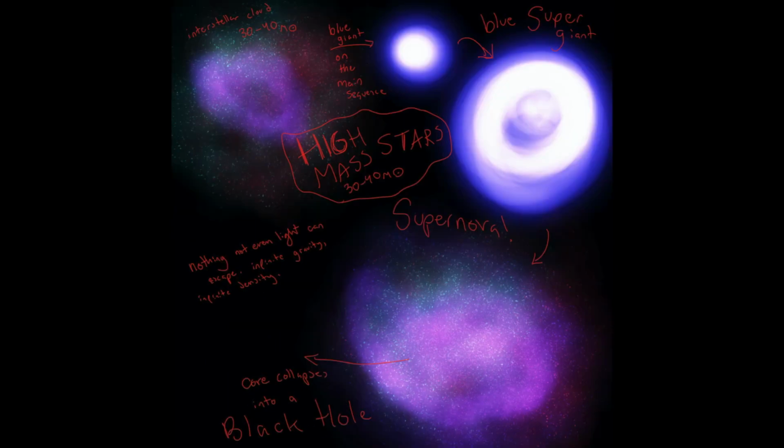High mass stars, 30 to 40 solar masses. You have the interstellar cloud. This will generally turn into a blue giant on the main sequence because it has so much mass to begin with. This will then turn into a blue supergiant, which will then go into a supernova where the core will collapse. However, instead of being held up by neutron degeneracy pressure, the gravity is so strong that it collapses completely into a black hole, where nothing, not even light, can escape. There's infinite gravity and infinite density. This is the final path that stars can take.